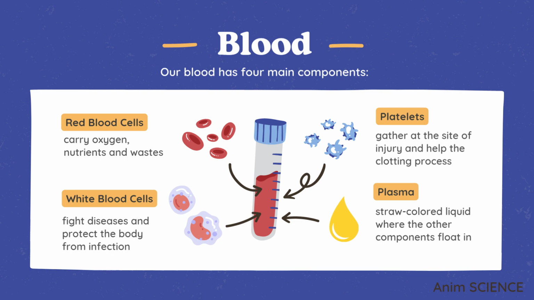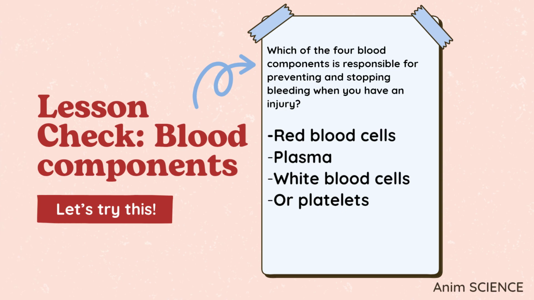Each component of blood has a very important role to play. Now let's check your understanding of blood components. Here is a question for you. Which of the 4 blood components is responsible for preventing and stopping bleeding when you have an injury? Is it red blood cells, plasma, white blood cells, or platelets? Take a moment to think and choose the correct answer.